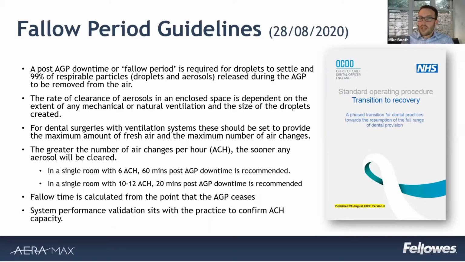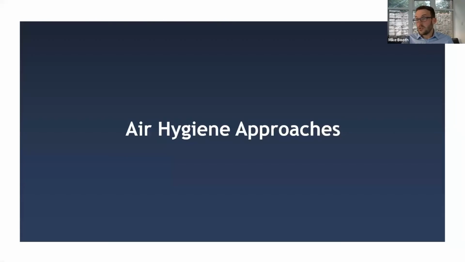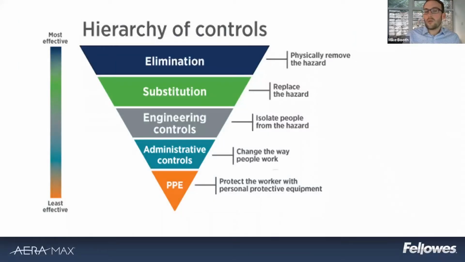What we'd like to look at now is really just a bit of an overview in terms of what the various approaches could look like as we look towards the topic of air hygiene. So the first thing that we like to look at when we talk about this type of content is a well-established model, which is the hierarchy of controls. And this is something that can be applied to many, many different types of hazard avoidance or risk management.